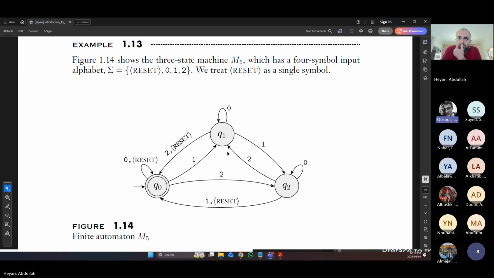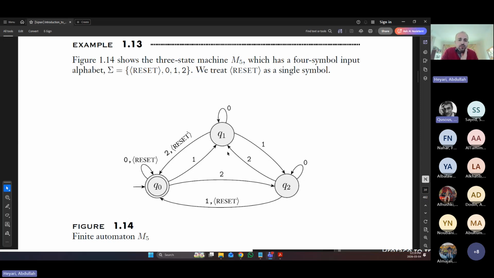That would make it 4. So 4 is accepted. No, actually, if you read 2, you go to Q2. If you read another 2, you've got 4, and you are at Q1. Yeah. If you read reset, it would cause the counter to become 0. Oh, okay. So 0 is divisible by 3.